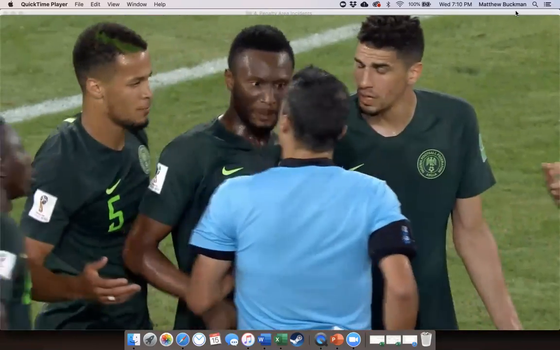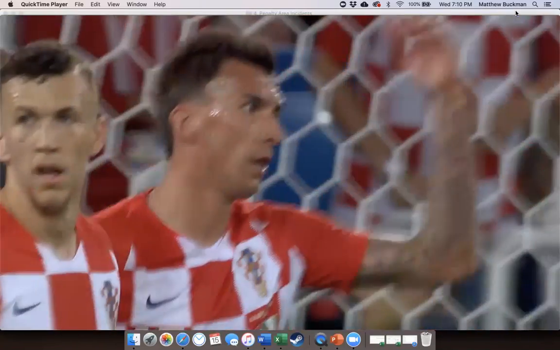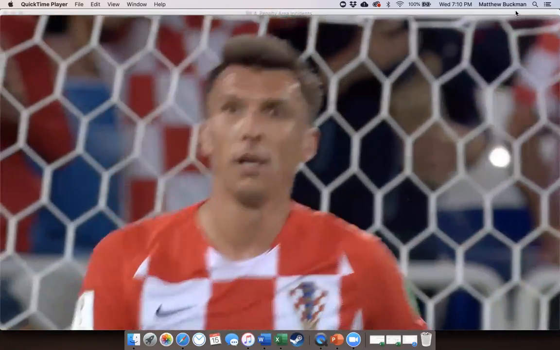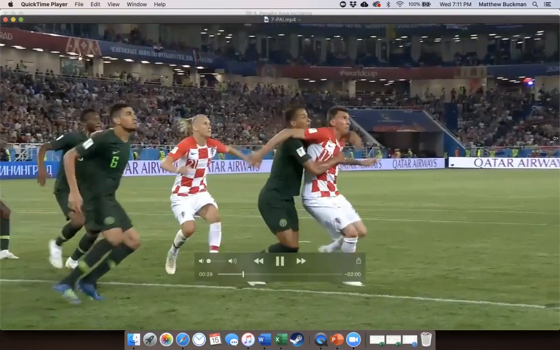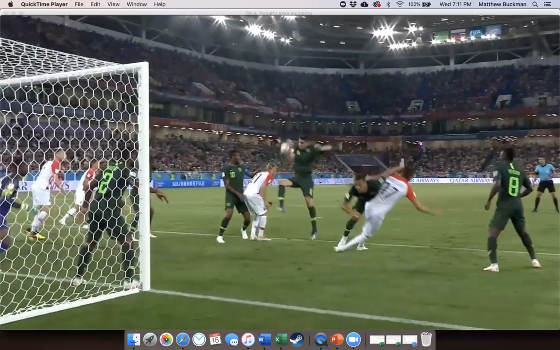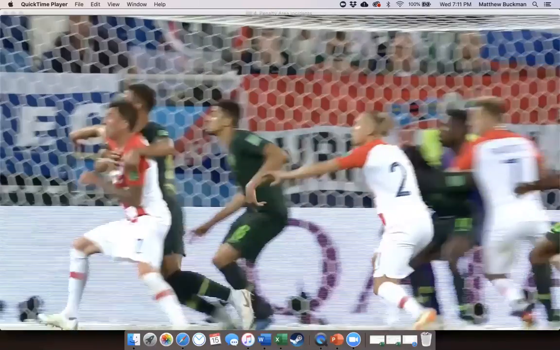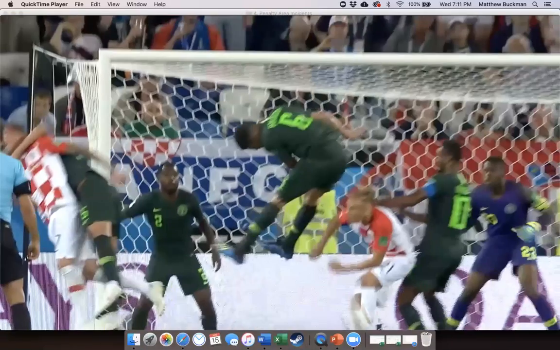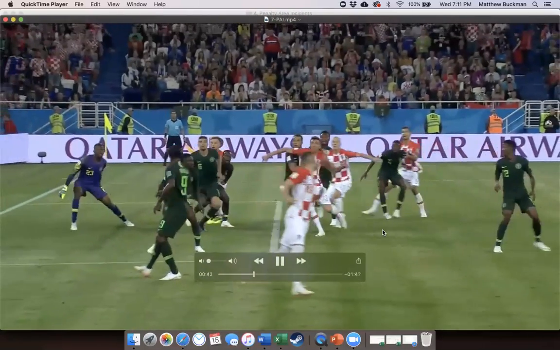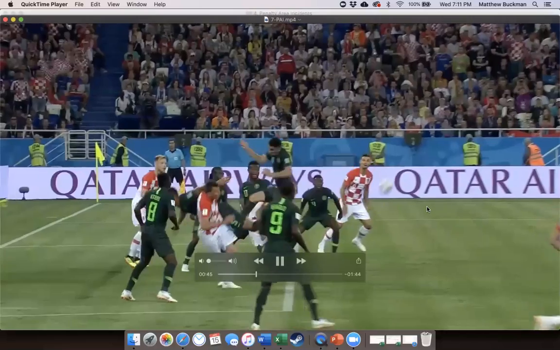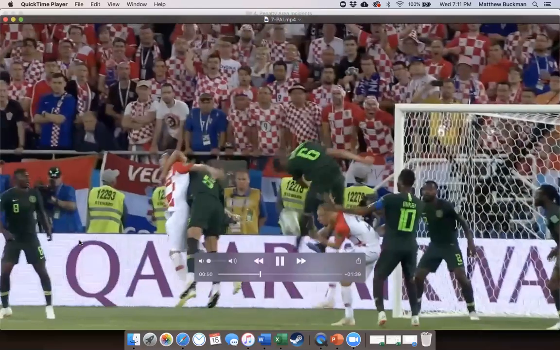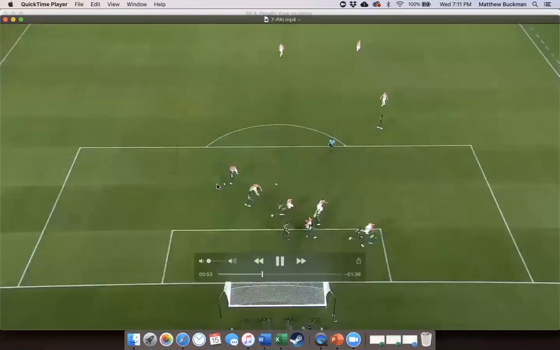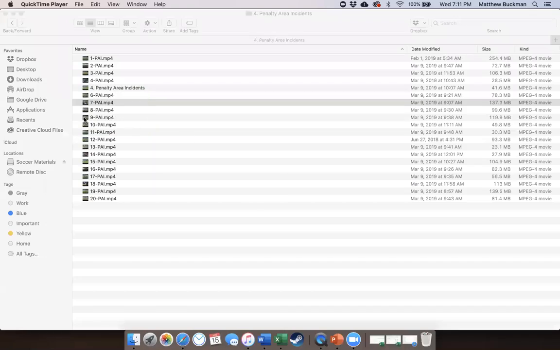After some discussion, of course. So we're going to watch number 5 here. So this is a pretty typical hold. So you can see here, he's got his arms wrapped around him, keeps him from jumping to challenge for the ball. That's a holding foul inside the penalty area. We would give a direct free kick for that outside the penalty area. So we'll award a penalty kick for this when it's inside the penalty area. Another example.